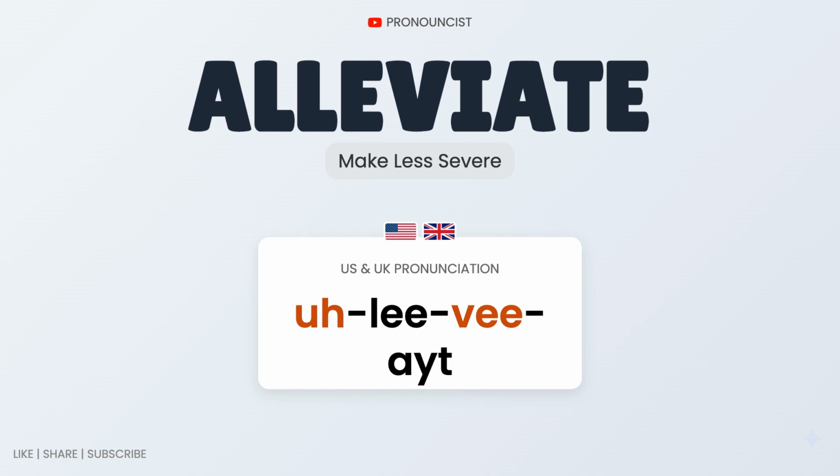Alleviate. Practice repeatedly and you'll soon be able to say this word perfectly. The best way to practice is to repeat the syllable multiple times. The meaning of the word is make less severe. Try repeating this word several times to improve your pronunciation.